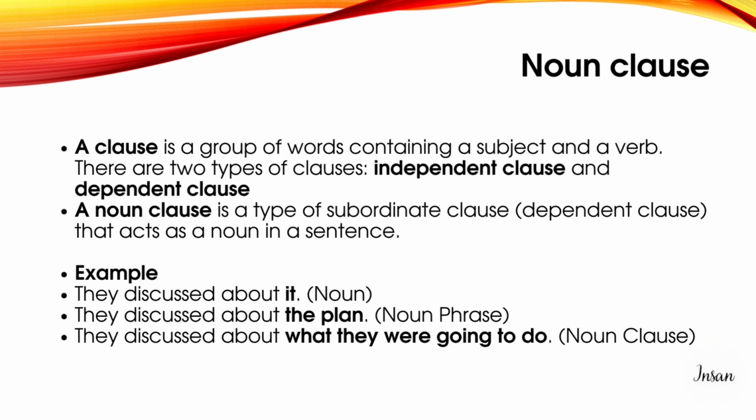They discuss it. It here is a noun. The second example, they discussed the plan. The plan is a noun phrase, a group of words, but there is no verb. And the third example, they discussed what they were going to do. Here it is a noun clause.